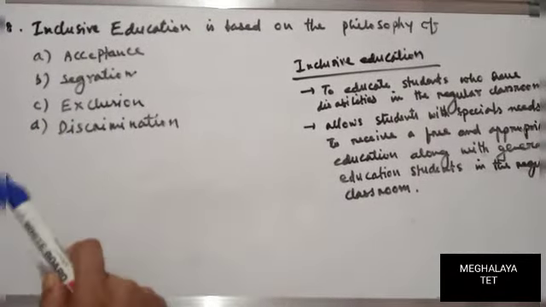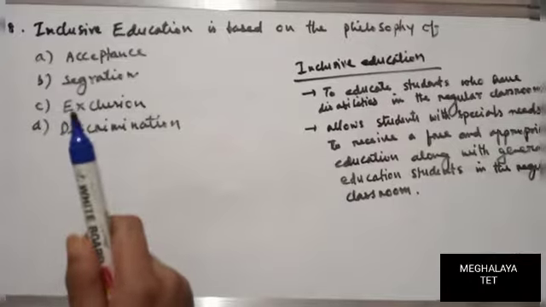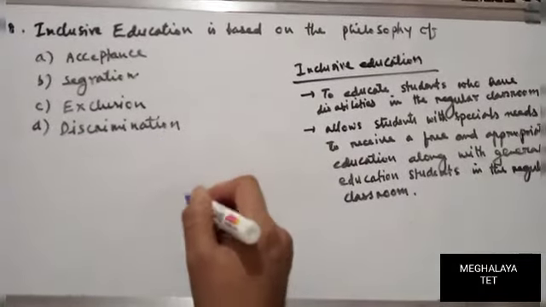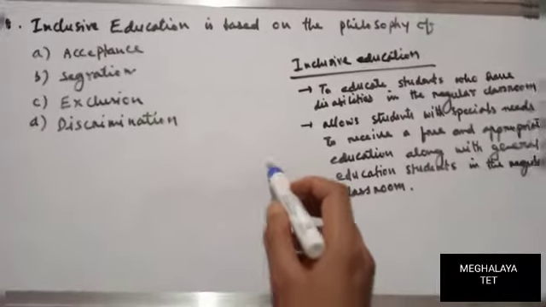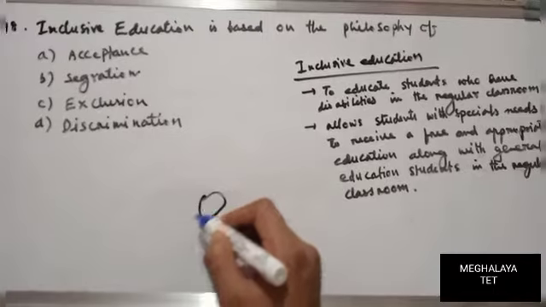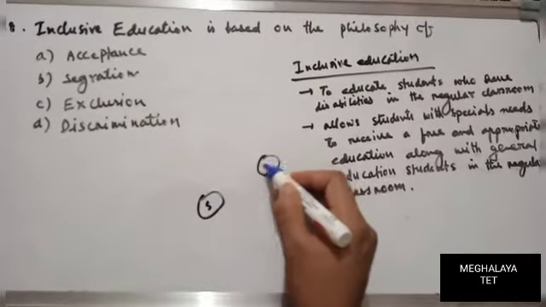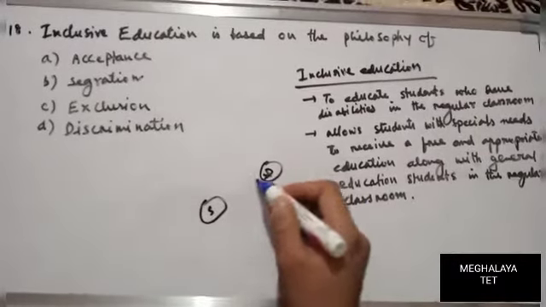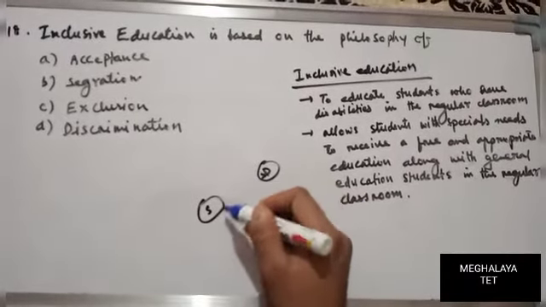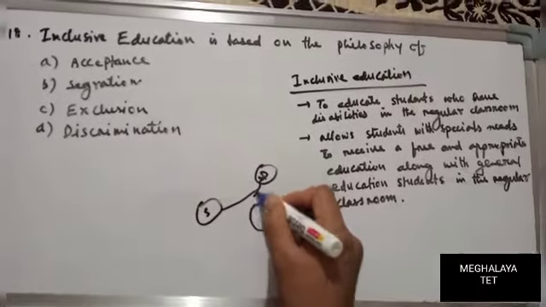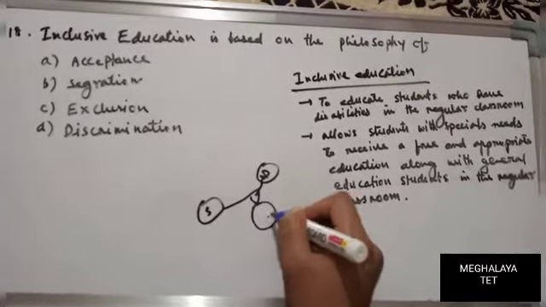What does segregation mean? It means separation, something separated. Suppose these are the regular classroom students, and these are the students with disability. They should not be segregated, not separated. Regular classroom students as well as students with disability have to learn in the regular classroom.